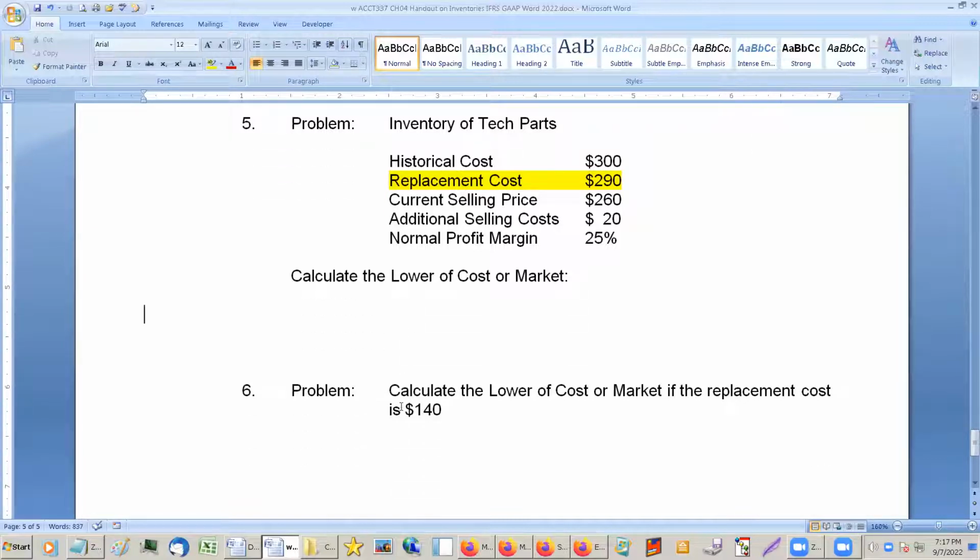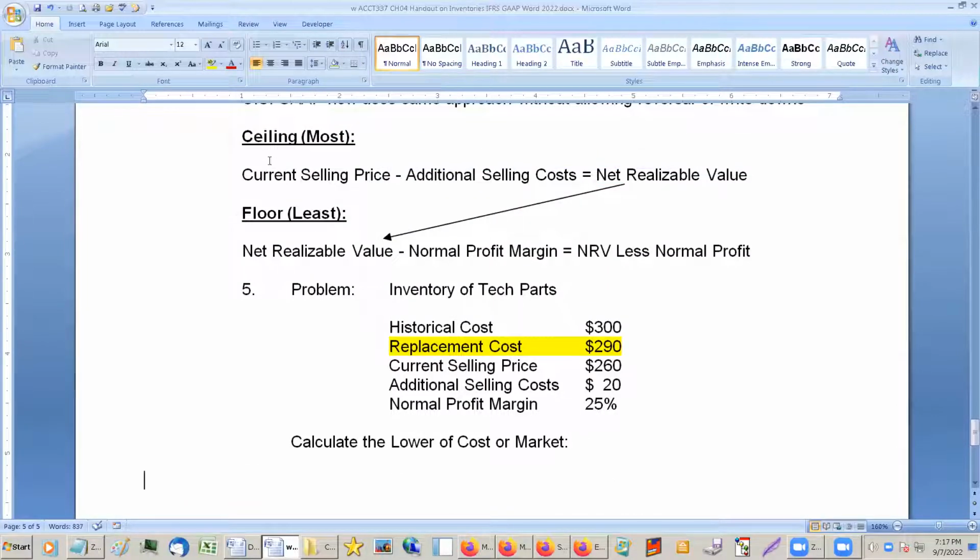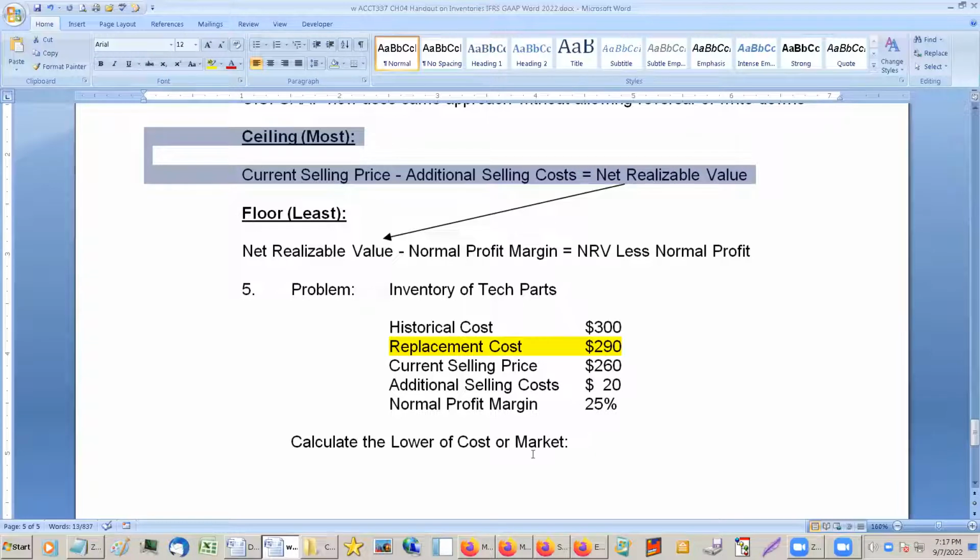Okay, so here we go. First thing to do is find the net realizable value. That's going to be our ceiling. I'm just going to copy this. I'm going to teach you guys how to be lazy. Very important thing to learn.